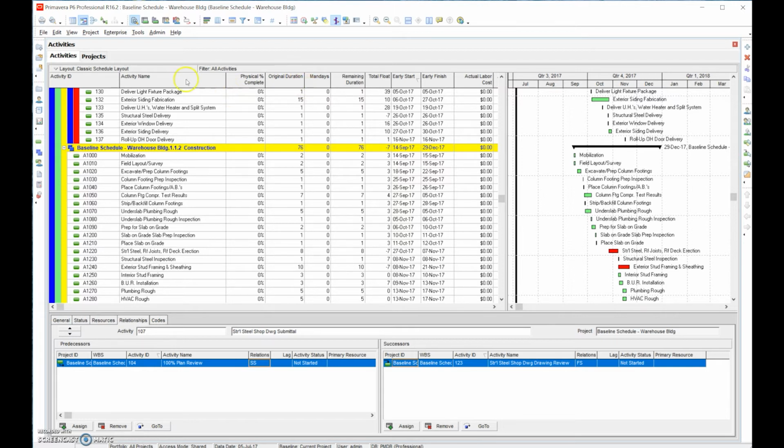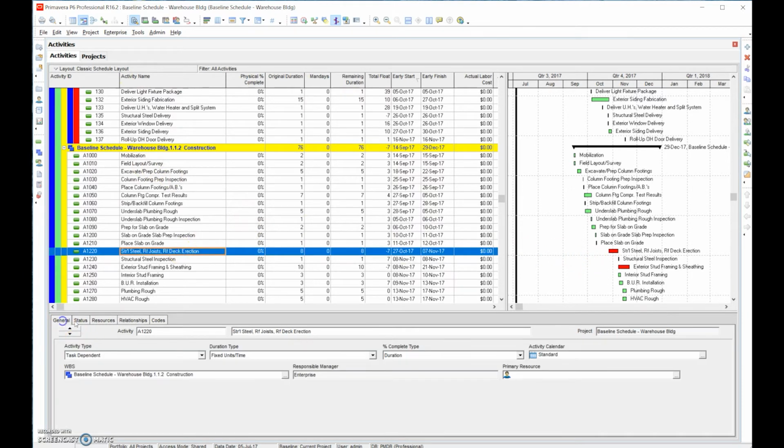So, like I said, these are not arbitrary changes. We're going to actually go back and look. So let's say structural steel here. Now, structural steel has a duration of 8 days.